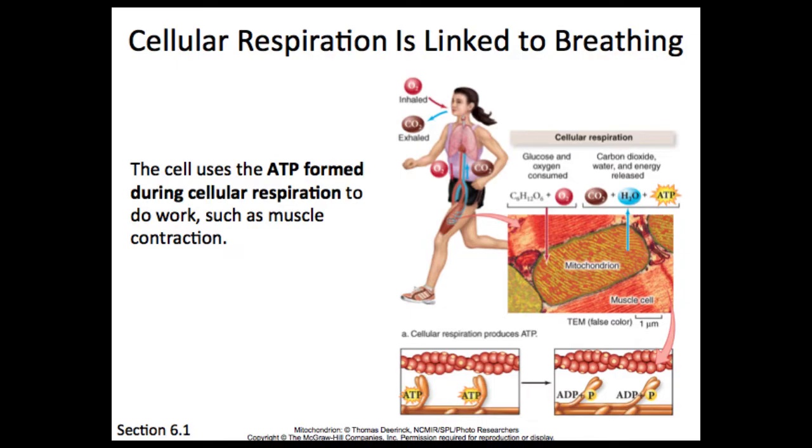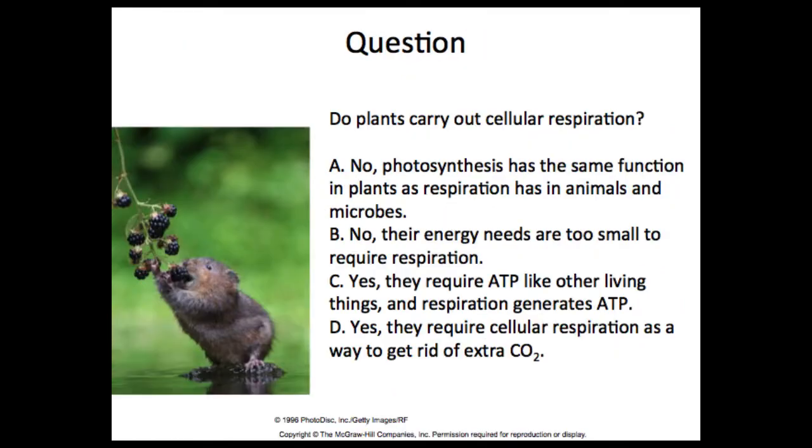Cells use the ATP that's formed during respiration to do work, such as muscle contraction. That's why when you're running or working out, you have to breathe more, right? You need to get more oxygen into your lungs so that you can continue to make that ATP.